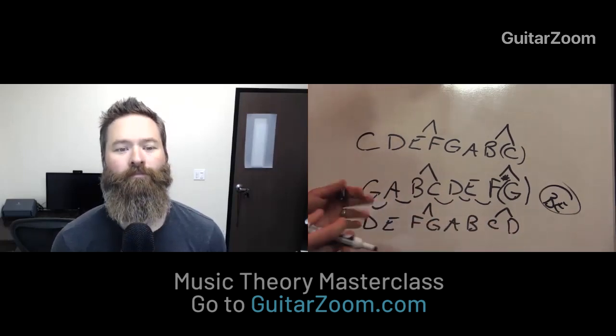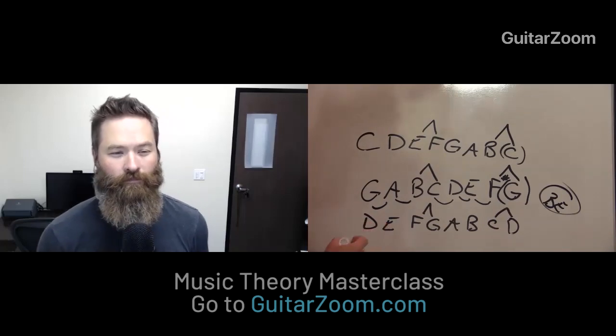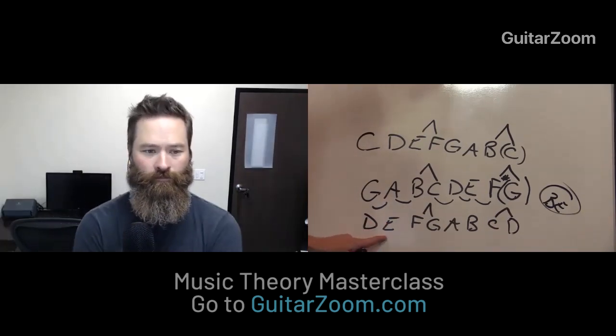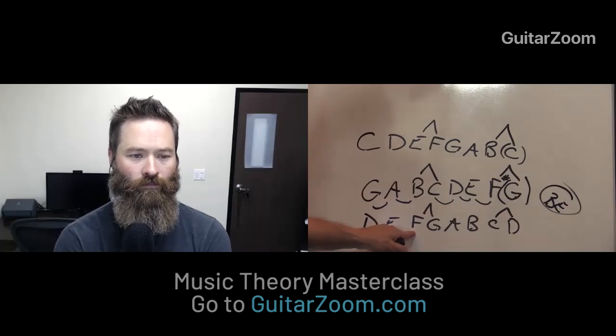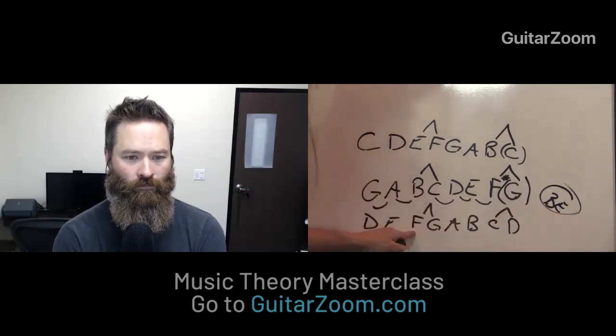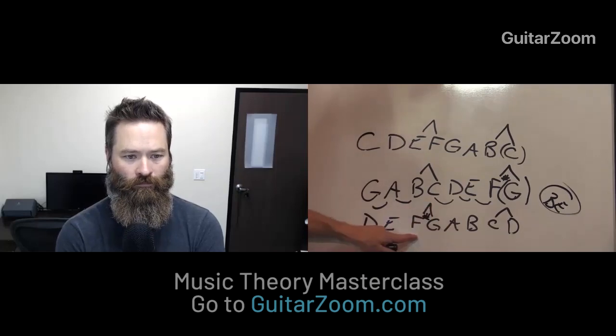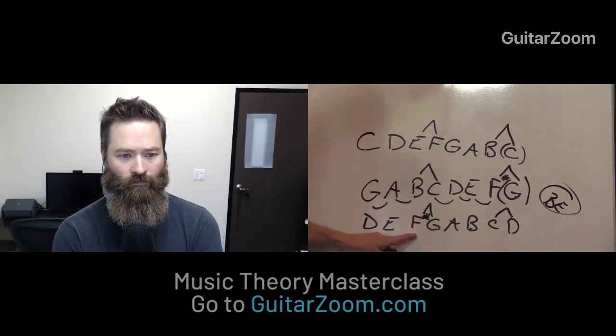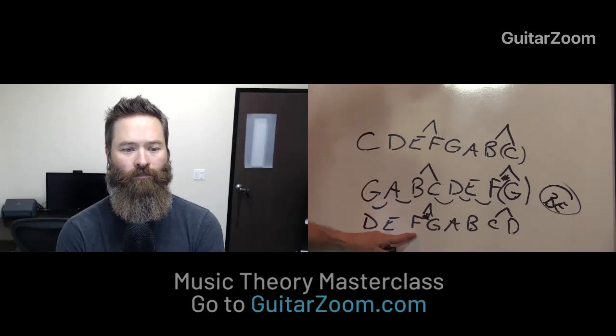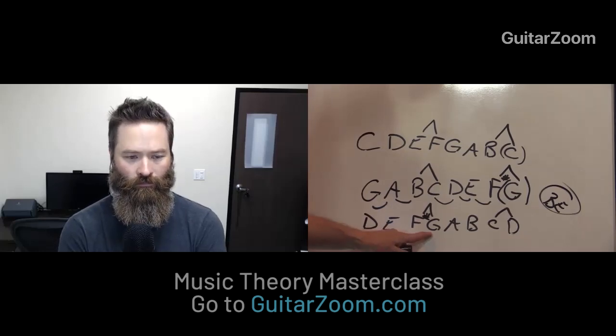Okay? So if we look at this, D to E winds up being a whole step like we want. E to F is supposed to be a whole step, but of course it isn't. So if we change that F to F sharp, we fix that problem, because E to F sharp is now a whole step, 2 frets. And F sharp to G is now a half step like we want. So we fixed both of these problems by doing that.